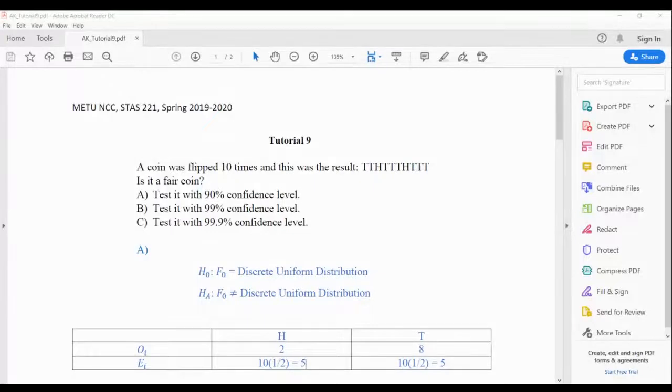Hello everyone, I'm Dr. Mehraei, and today we are going to solve a question about chi-square test, specifically goodness of fit test using chi-square. So here we have this question.